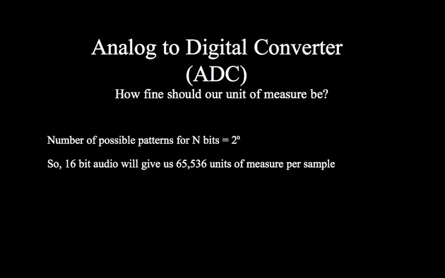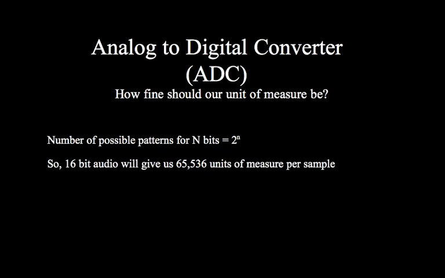Okay, so we figured out why we measure at the rate that we measure, the sample rate, why it is what it is. What about measuring amplitude? So we've just dealt with discrete time. How often should we measure? How fine of a unit of measure should it be? How many notches on the ruler of amplitude change should we have?